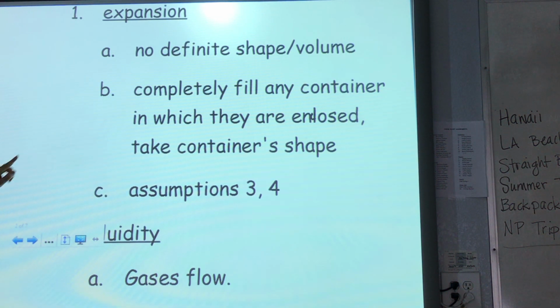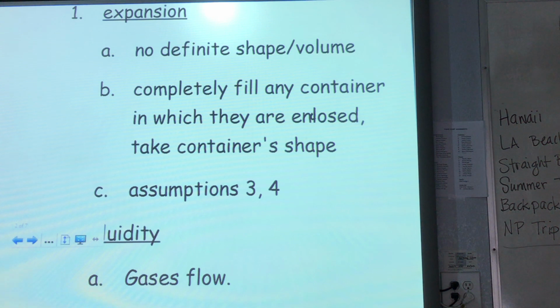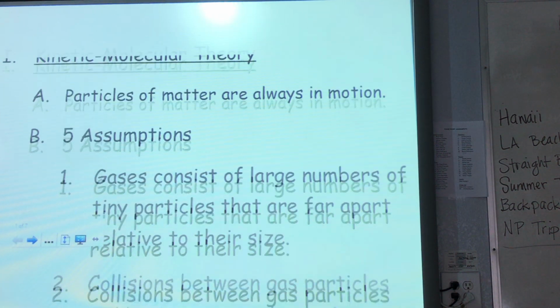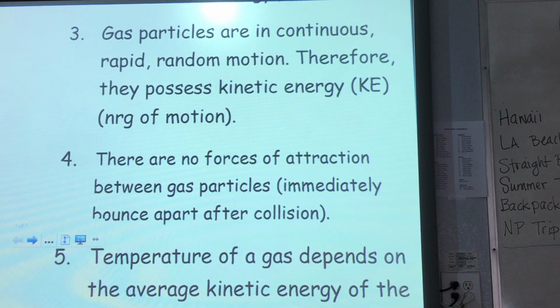Now, what is this first property of gases based on? Well, it's based on assumptions 3 and 4 of kinetic molecular theory. We can look at assumptions 3 and 4 and realize that this will lead to this idea of no definite shape and gases filling their container. Let's go back to assumptions 3 and 4 really fast. Okay, so down here, assumption number 3, gas particles are in constant motion and therefore they possess kinetic energy.